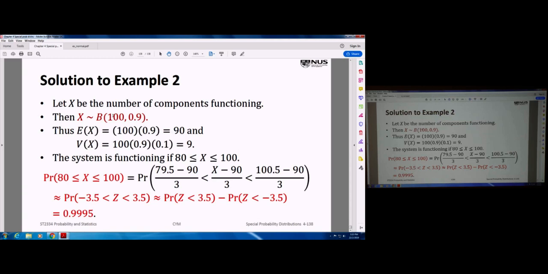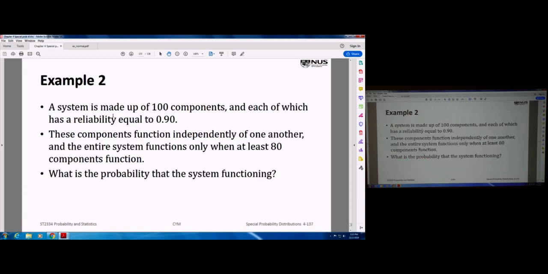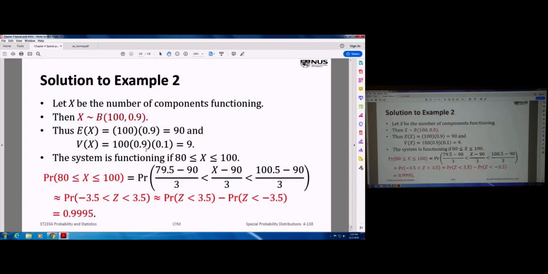So remember what we want to calculate: the probability that the system functions. Basically we want to compute the probability that X is greater than or equal to 80. Now, of course, you can calculate this very fast on a computer these days, but if you have to do calculations by hand, which you may have to do in the exam, you can use the Gaussian approximation.